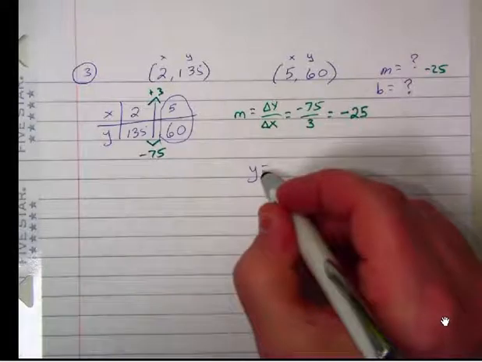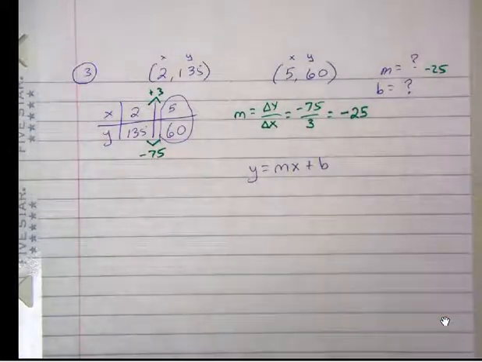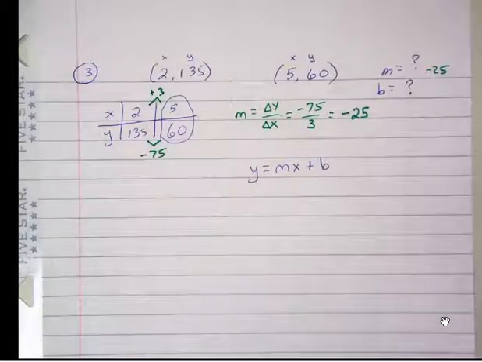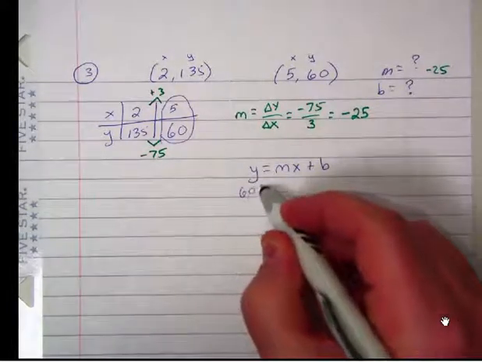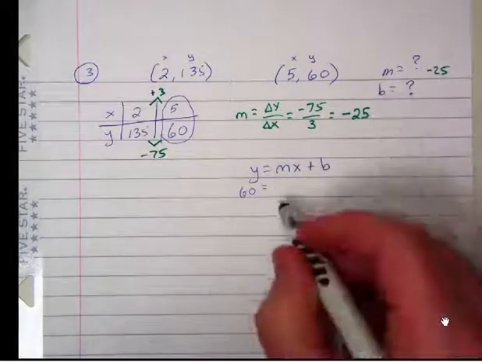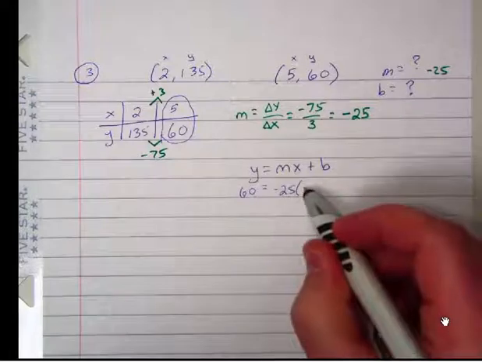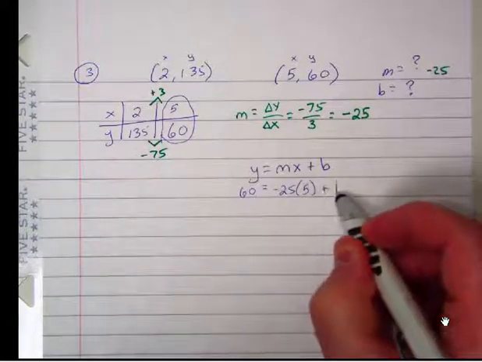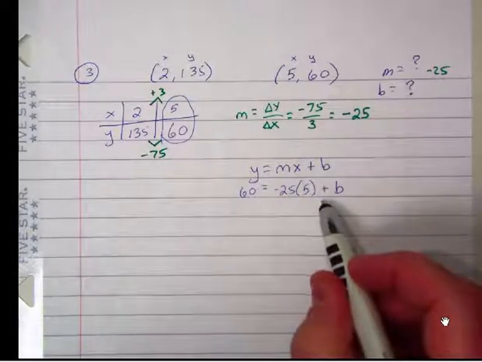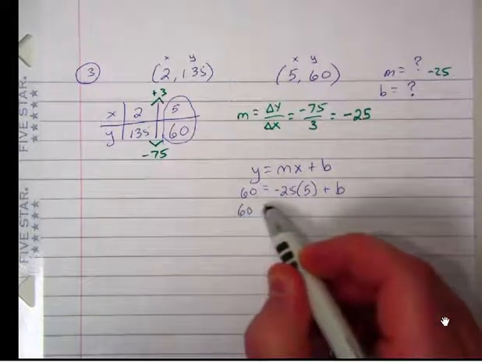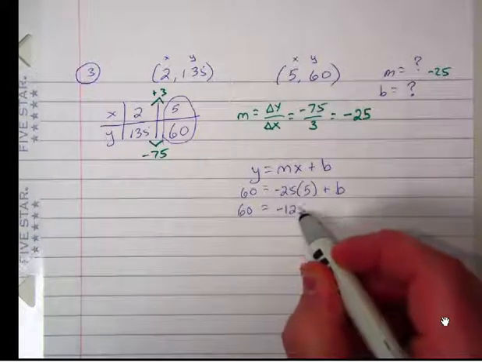So if I go back and remember y equals mx plus b, I think about the things that I know for this particular problem. I know that the y value is 60. I know that the m is negative 25. The x value is 5. And the b is what I do not know. So now I can use this information to solve for b. Negative 25 times 5 is negative 125.